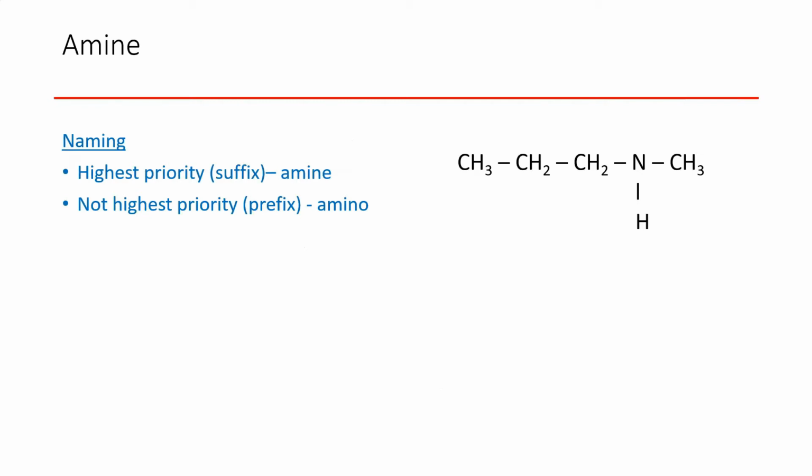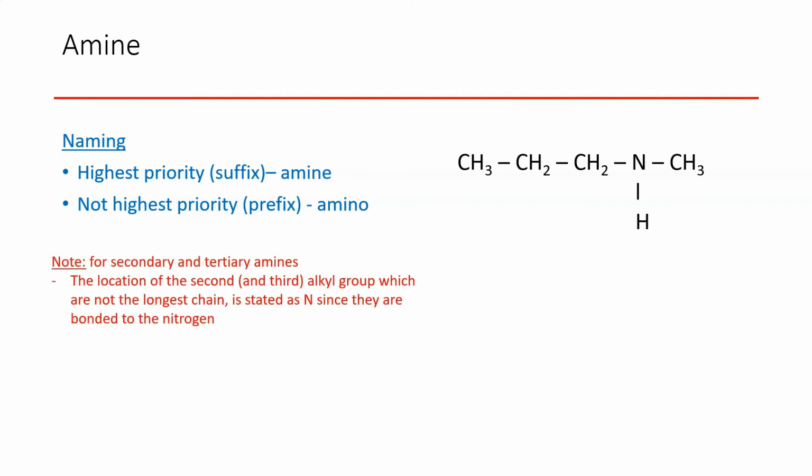So when we name it, and it's the highest priority, it's named in a suffix with the amine, and when it's not the highest, it's named in a prefix as an amino. Also, if we have a secondary or tertiary amine, then the location of the second or third acyl group is stated as N, since it's bonded to the nitrogen before the main chain.